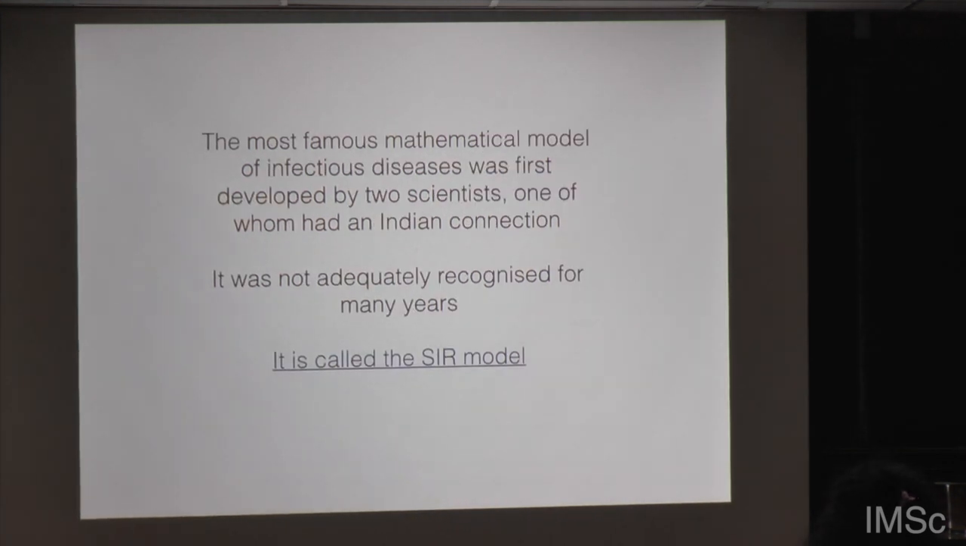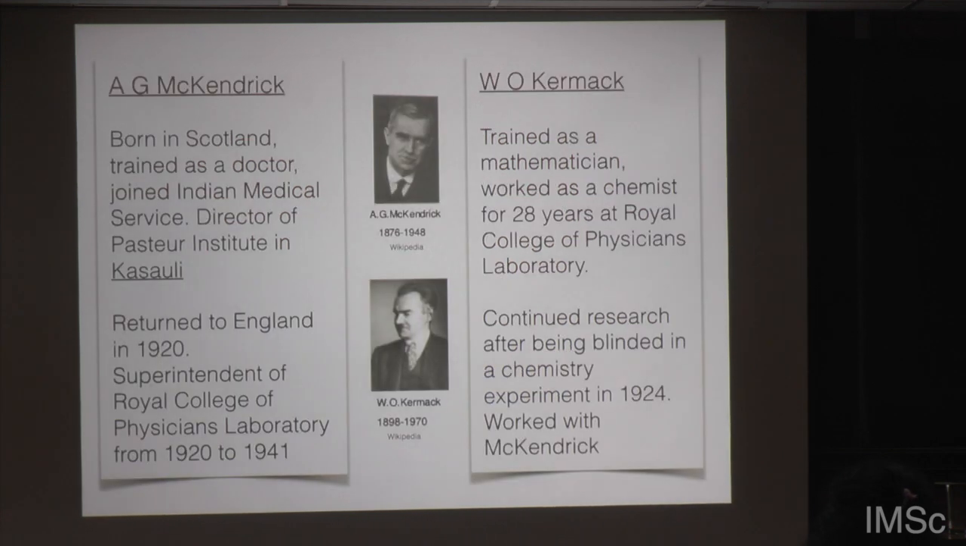But the most famous model of infectious disease was developed by two British scientists, Scottish scientists. One of them had an Indian connection. And for many years, the importance of this model was not recognized at all. This model is called the SIR model. So who are the people responsible for this? And that's these two people.